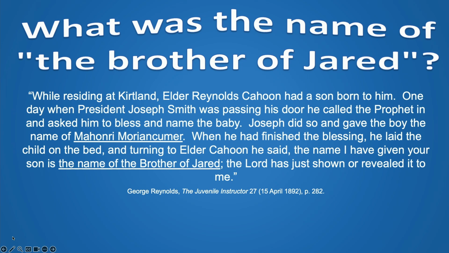So we have this story, and maybe the name of the brother of Jared was Mahonri Moriancumer. But let me show you a couple of textual clues that help us see that Joseph might be right on here, but also that we need to consider the name Mahonri as well.